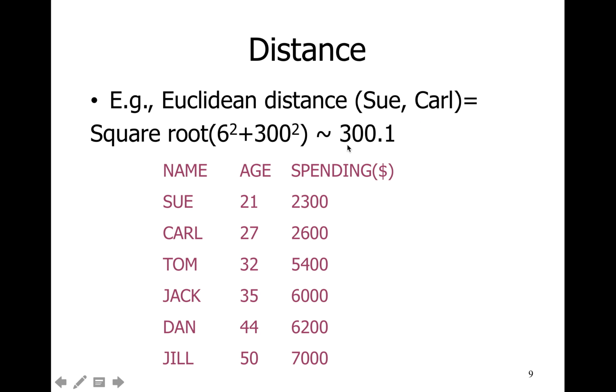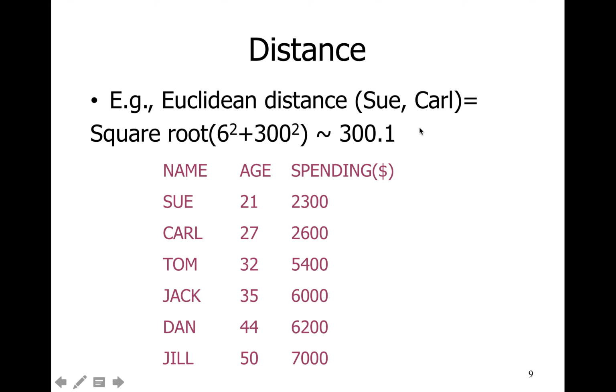Okay, so a similar example, Sue and Carl. The square of the difference in their age is 6 squared, and the square of the difference in their spending is 300 squared. Then you take the square root of this total value, it will become 300.06 or so, just round up to 301.